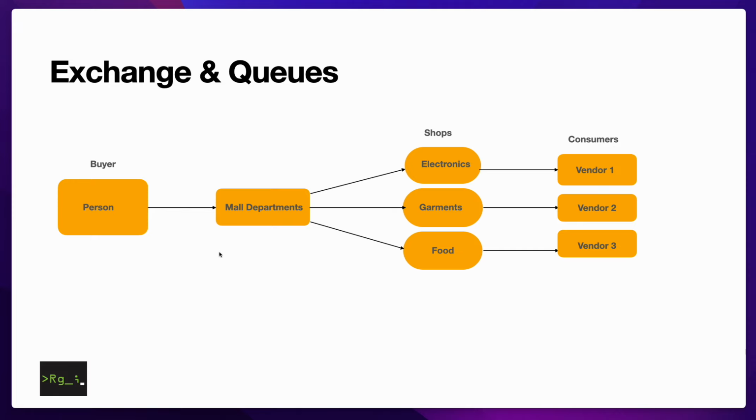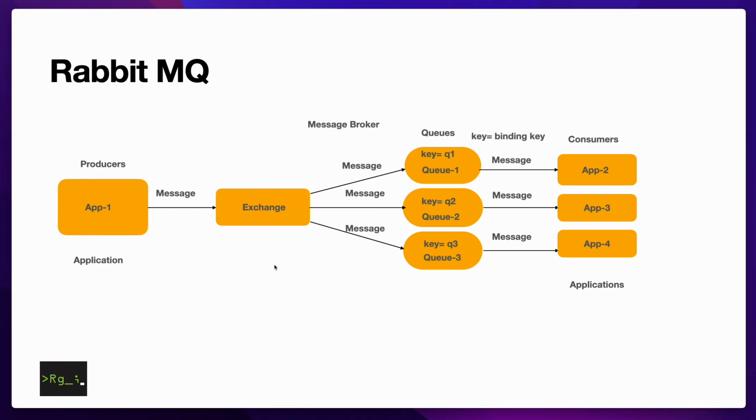So we can use this analogy in terms of exchanges and queues as well. Let's consider this. You can consider that you are an application and all the other vendors are the applications you want to communicate with. So according to the previous analogy, we can say that the first application can send the message to application 2 via an exchange and queues, or without an exchange.